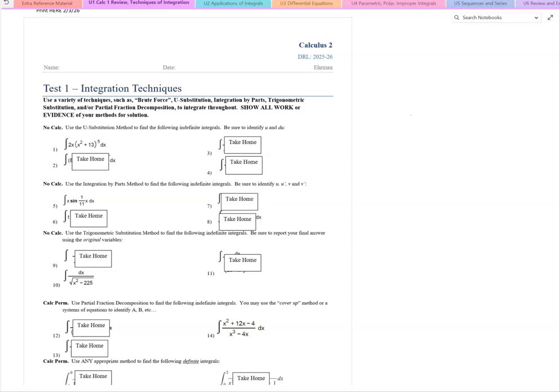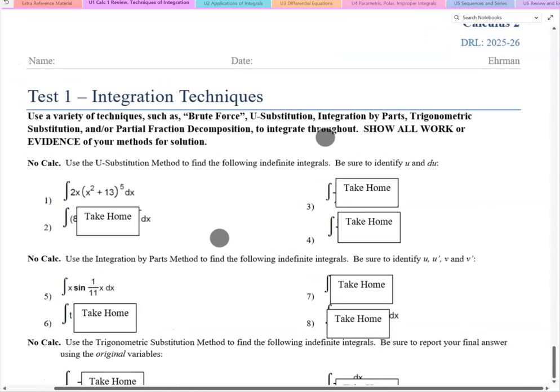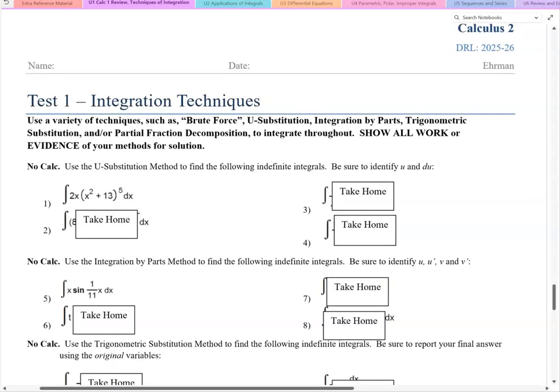Okay, in this video, we're going to chat a little bit more about our integration techniques. The test that we were going to take this week, I'm just going to go ahead and switch to a take-home version. I'll trust you all to complete these honestly. In class today, we were going to review one more time prior to the test.